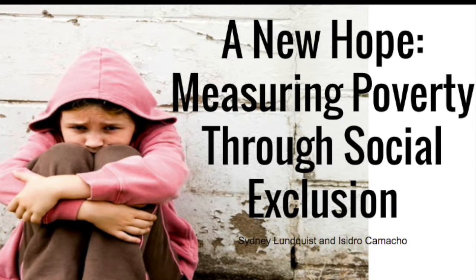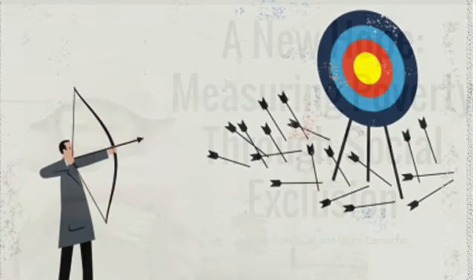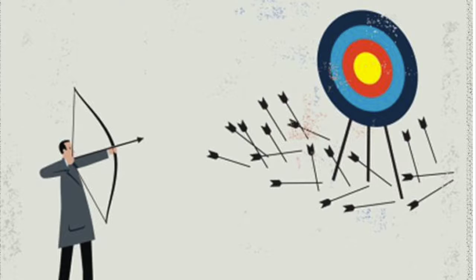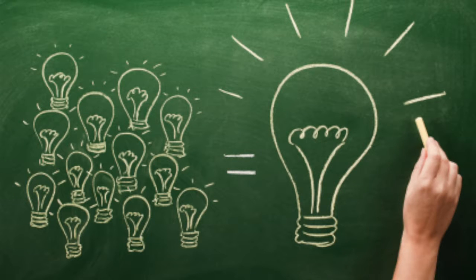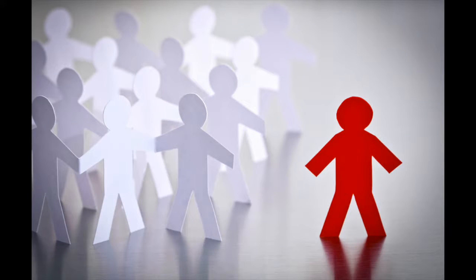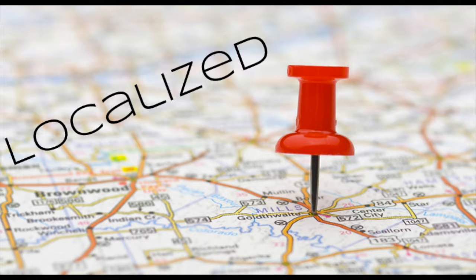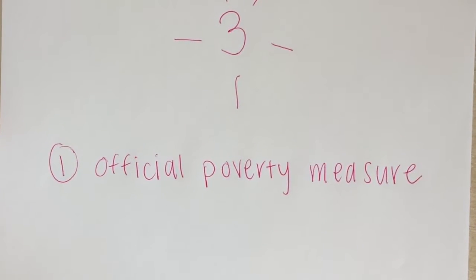And this is A New Hope, Measuring Poverty Through Social Exclusion. We believe that the current measures of poverty, including the OPM and SPM, are inadequate, and we want to suggest a new way of assessing poverty that is centered around the idea of social exclusion and perceptions of human dignity at a localized level. Right now, there are three major ways of measuring poverty.